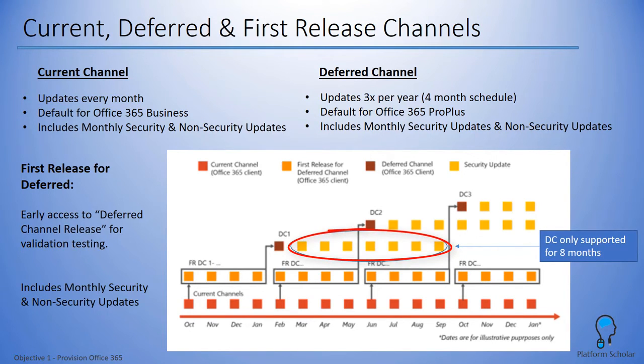Even in the deferred channel program, users will continue to get monthly security and non-security updates, but only for 8 months. That means if your users are not receiving automatic updates, or if you deploy updates manually, and you skip 2 deferred channel releases and fall 2 versions behind, your users will no longer receive security updates, which is a huge concern considering Office is one of the most targeted applications for malware. So in order to stay safe and supported, you must make sure that users are getting their deferred channel update deployments. Okay, so I hope that made sense.